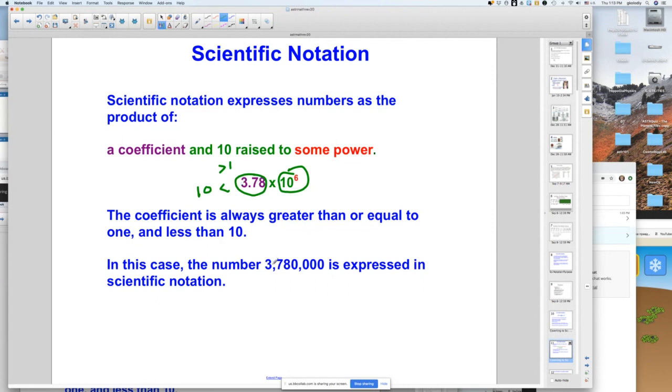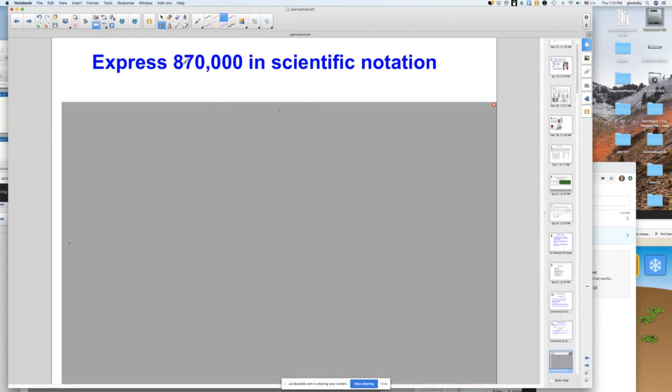For example, this number is really this number here in the bottom, expressed in scientific notation, the same number as that. How do you figure out how to write it? Okay, so that's the next part. Let's say we want to express 870,000 in scientific notation. Here's the steps to do it.